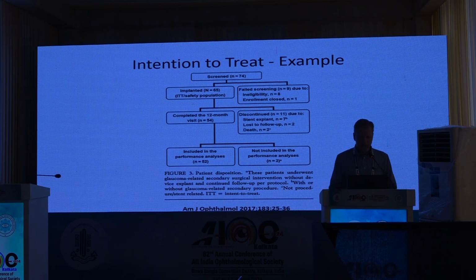So here's an example from AJO. These patients were screened. They implanted 65 of them. One of them didn't pass the screening, and of these 65, 54 completed the 12-month visit, 11 discontinued, and then they only kept 52 in the performance analysis, and they took the others out. So what you can see already is you've got a large proportion of these patients that are not even being analyzed by this paper.